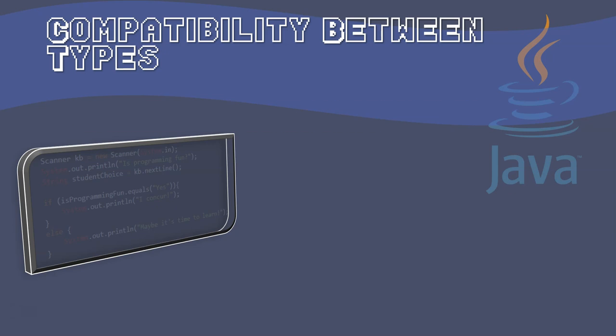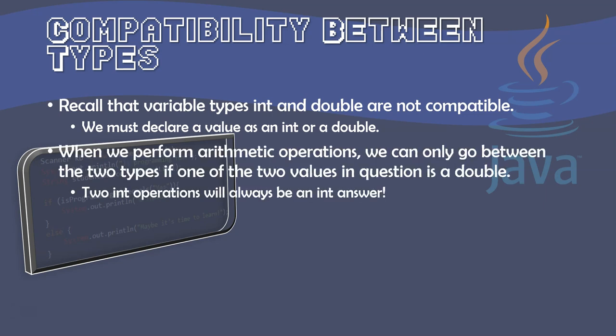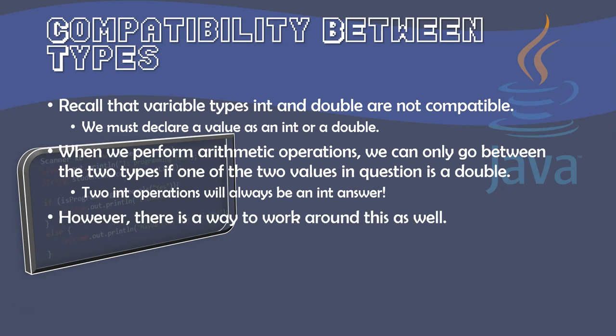So with those numeric types, recall that int and double are not necessarily compatible. All right, we either have to declare a variable as an int or we have to do it as a double. And the same thing applies if we try to do a float or a long or anything like that. Now, when we perform arithmetic operations, we can only go between the two types if one of the two values in question is a double. Remember that two int operations will always be an int answer. And we already talked about how if I do an int and a double, it becomes a double, or if I do a double and double, it'll become a double.